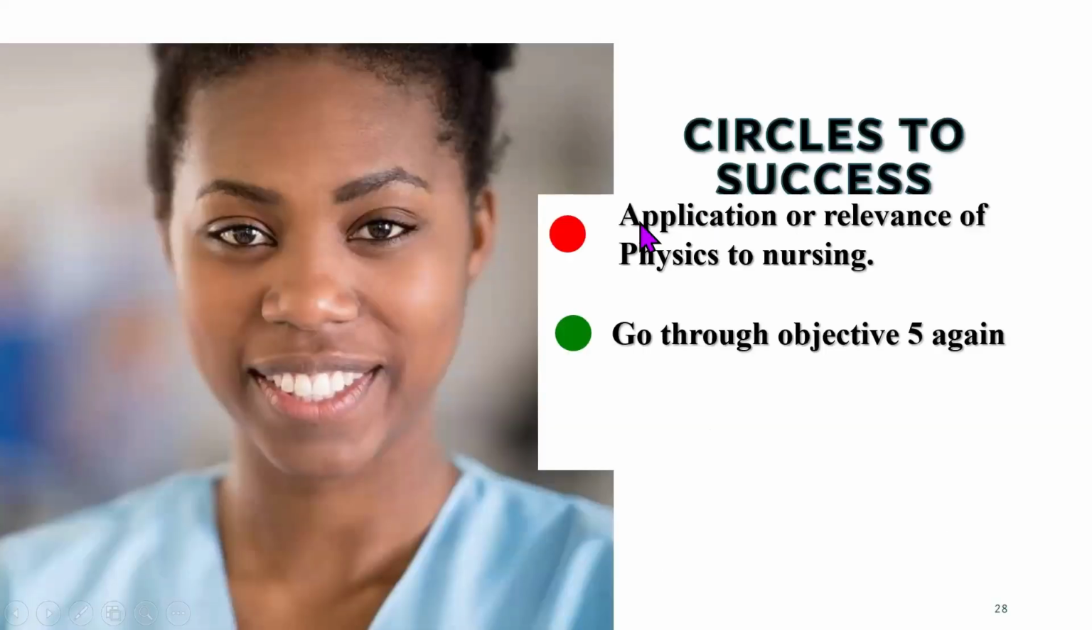Now, for the circles of success, red circles tell us that these areas are needed for your examination. So what are they? Application or relevance of physics to nursing. So take note of the application or relevance of physics to nursing. Go through objective 5 again. Objective 5 is very important for your examination.